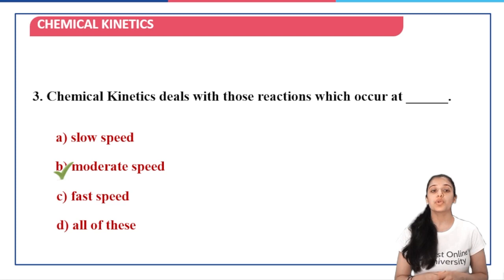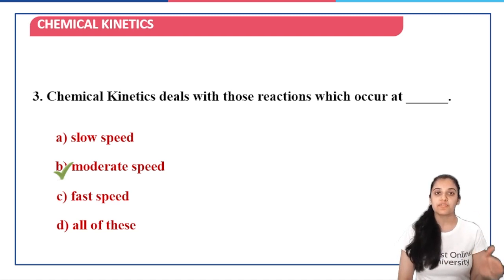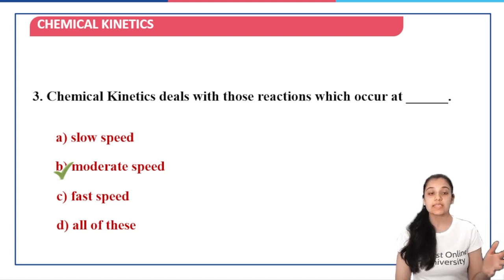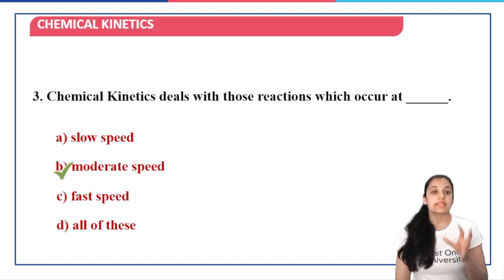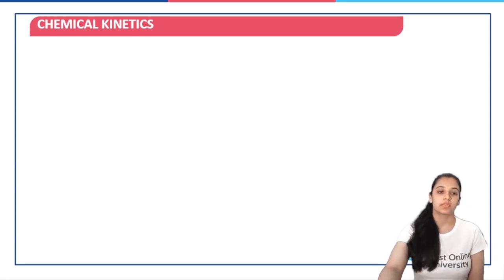See, some of you who would not have listened carefully to what I just spoke in the previous 3-4 slides will say all of these is the right answer. See, there is a difference between all of these being the right answer to this question and otherwise. There are reactions having slow, fast, or moderate speeds, but that is not the question here. The question here is, chemical kinetics can be used to deal with what kind of reactions? So that is only the moderate reactions.